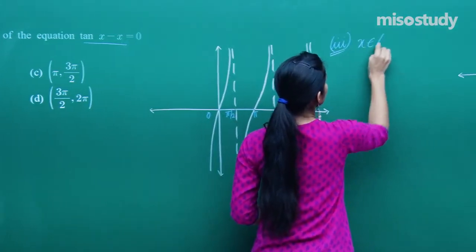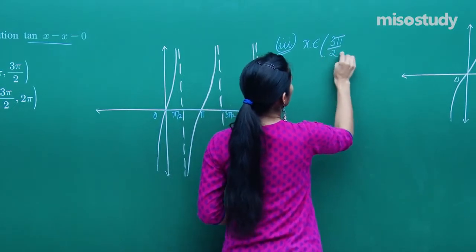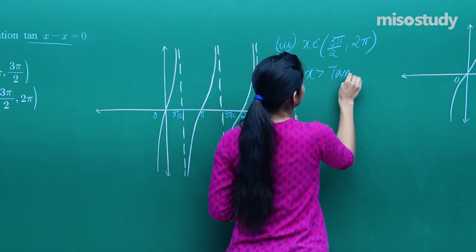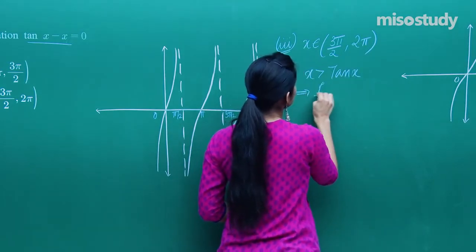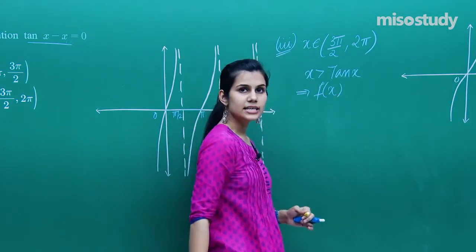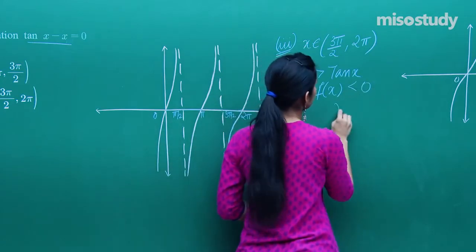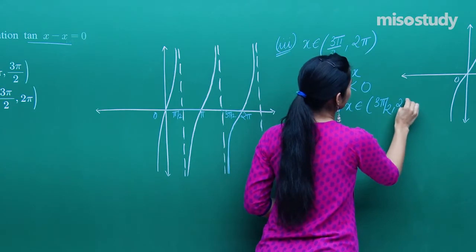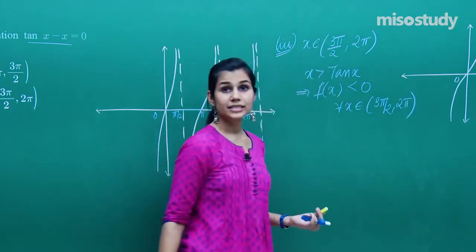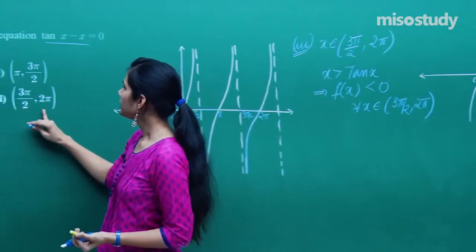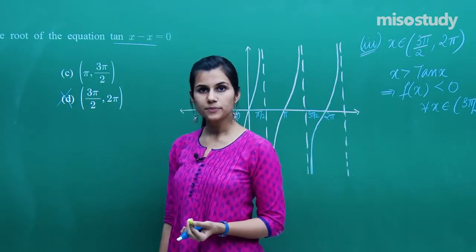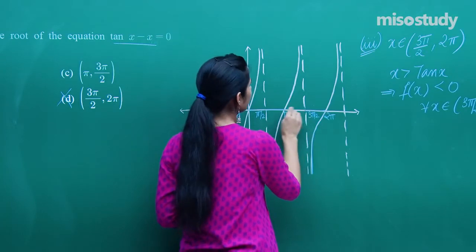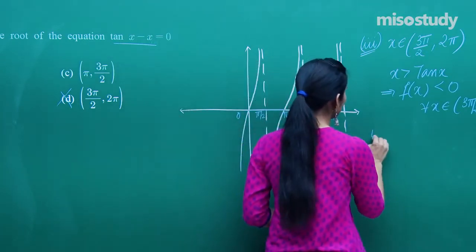So 3 pi by 2 to 2 pi is negative and x is greater than tan x. So for x belonging to 3 pi by 2 to 2 pi, x is greater than tan x, which implies tan x minus x is less than 0. So f(x) is less than 0. That means it is not equal to 0. So definitely this is not the answer. What about pi to 3 pi by 2? Over here if you see pi to 3 pi by 2, let's try and observe.